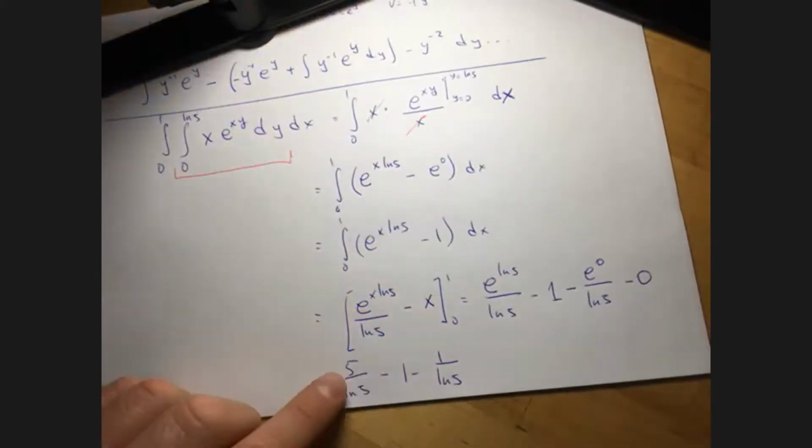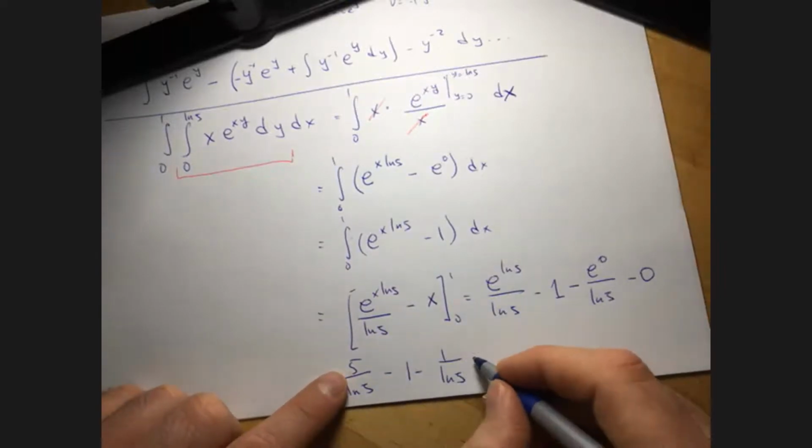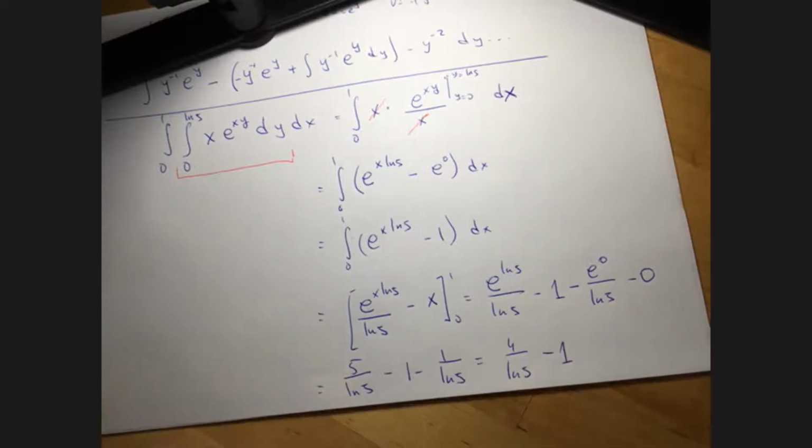E to power ln of 5 is 5, e to power 0 is 1, so you have 5 minus 1, it's 4 over ln of 5 minus 1 is your answer.